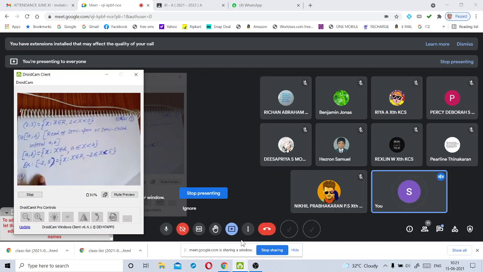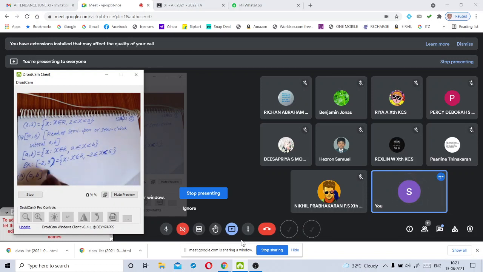These are different types of subsets of real numbers. We represented subsets of real numbers in the form of intervals. This is interval form and this is called set builder form. Another semi-open, semi-closed interval is left open, right closed. Left open, right closed interval.